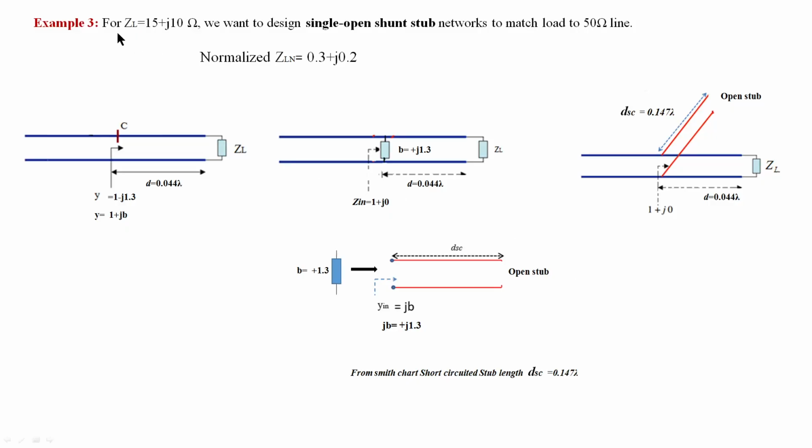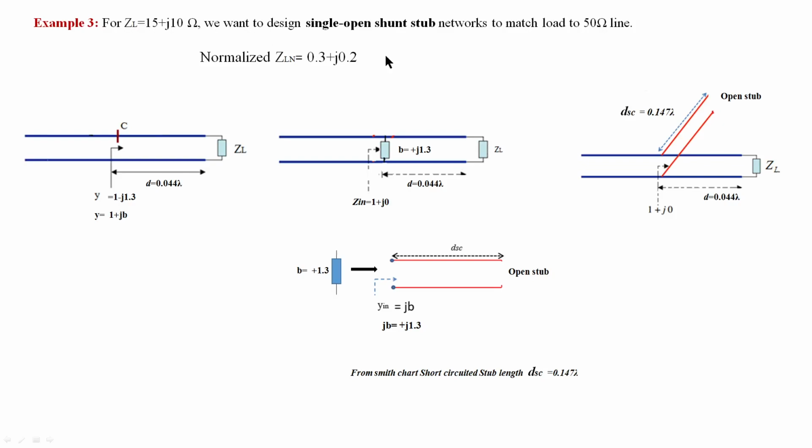So the question is for a ZL. It is given that ZL equals 15 plus j10 ohm. We want to design a single shunt stub, a single open shunt stub network, to match the load to a 50 ohm line. A 50 ohm transmission line is there. What is the load value? The load value ZL is 15 plus j10 ohm. This is the ZL given.